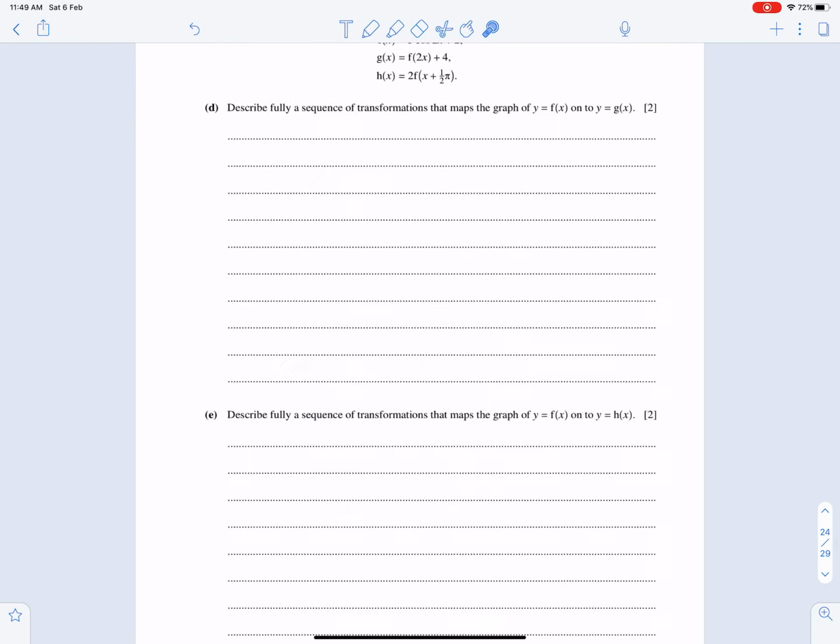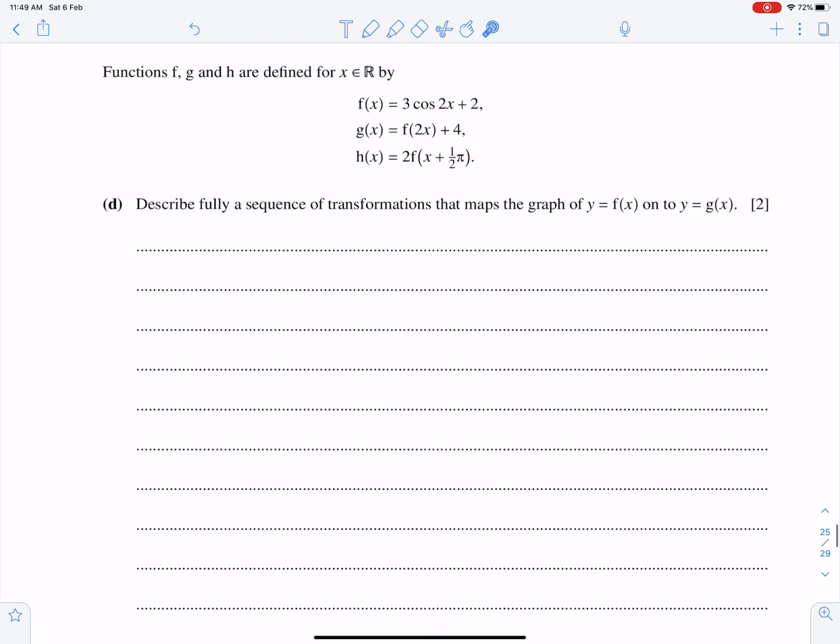Next part of this question. Now we have to describe the sequence of transformations that maps y equals f of x onto g. Number one, you need to observe this equation carefully. This is the vertical translation. This is vertical transformation, in fact, and this is the horizontal transformation. This means horizontal stretch factor half. You can describe this in this way.